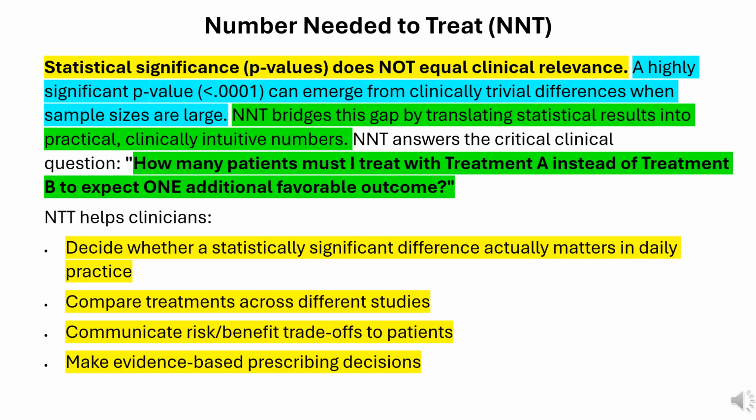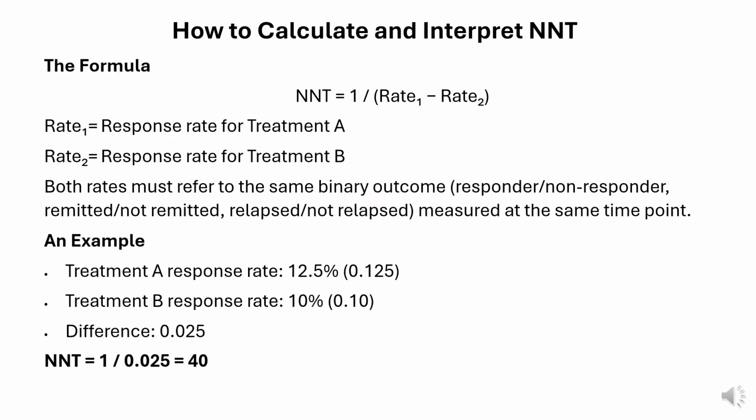NNT answers the critical clinical question: how many patients must I treat with treatment A instead of treatment B to expect one additional favorable outcome? NNT helps clinicians decide whether a statistically significant difference actually matters in daily practice. Compare treatments across different studies. Communicate risk/benefit trade-offs to patients. Make evidence-based prescribing decisions.